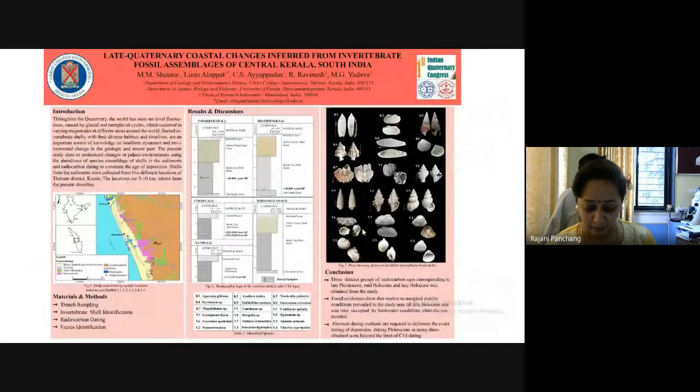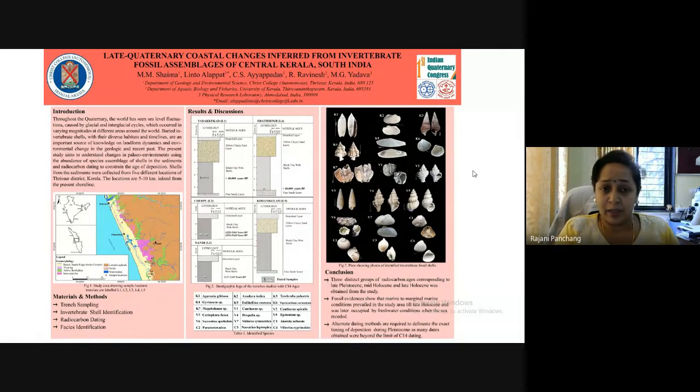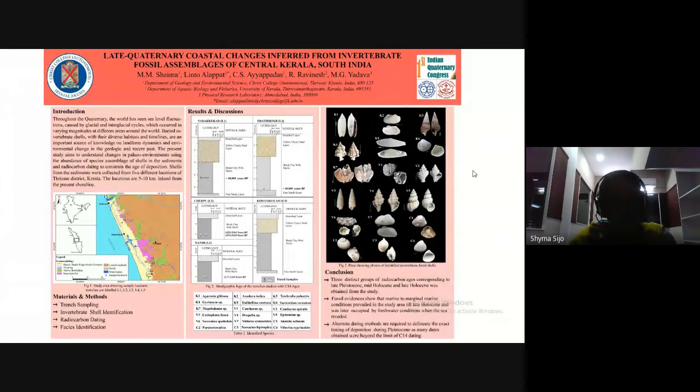Okay. I think with this we can move on to the next presenter, Miss Shaima. The next poster is entitled Late Quaternary Coastal Changes Inferred from Invertebrate Fossil Assemblages of Central Kerala, South India. Shaima et al. is the author. Can I request Shaima to make a presentation, please? Okay, ma'am. Thank you. Am I audible, ma'am? Yes. Good afternoon, everyone. I am Shaima Emmam, research scholar at the Department of Geology and Environment Science, Christ College, under the supervision of Dr. Lindo Alapad.